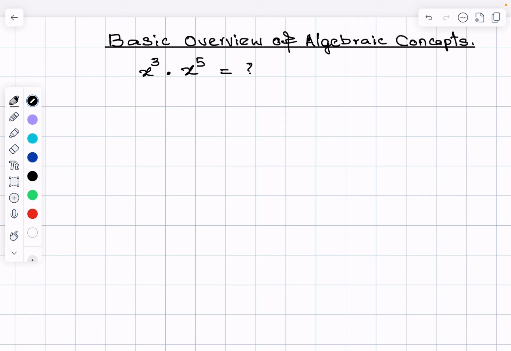Question is x to the third power times x to the fifth power. So do you know what it is? What is the answer?